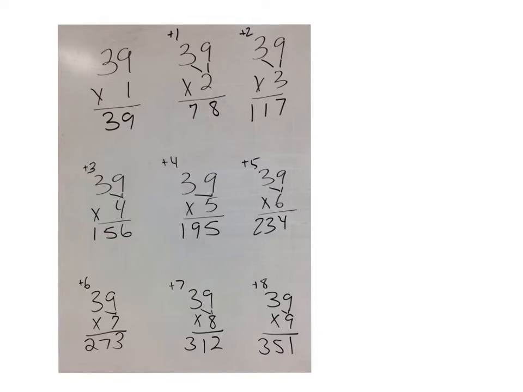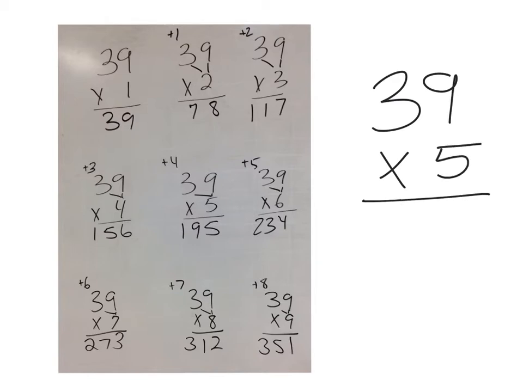If you're unsure how to do this, some people are, we'll take 39 times 5, and 5 times 9 is 45. Here's the 4 for the 40 part, and here's the 5, so you can see the 45. And what we do next then is we do 3 times 5, and we add the 4 to get 195.